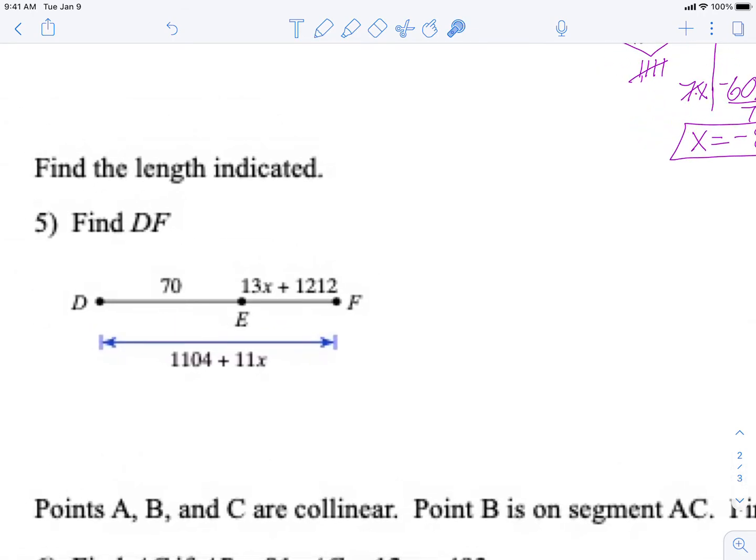Find the length indicated. Well, they tell you to find DF. So they want to know how much it is from here all the way to here. So we need to find x first to plug it in there. All right, so let's find x first.